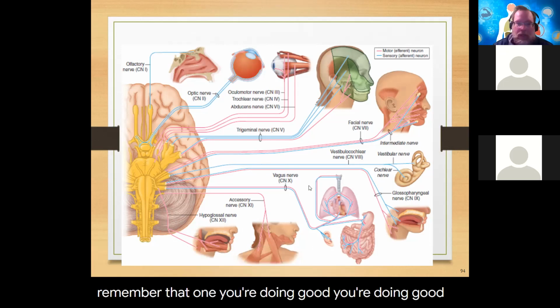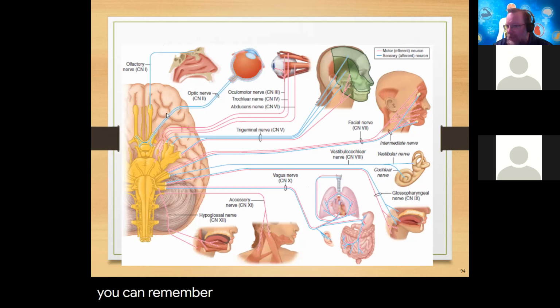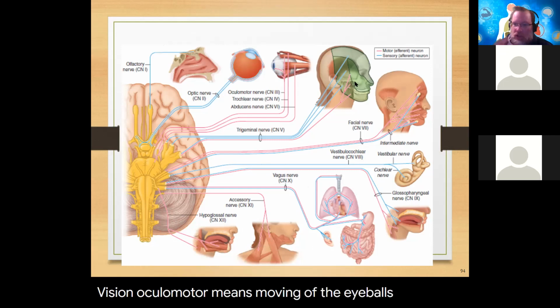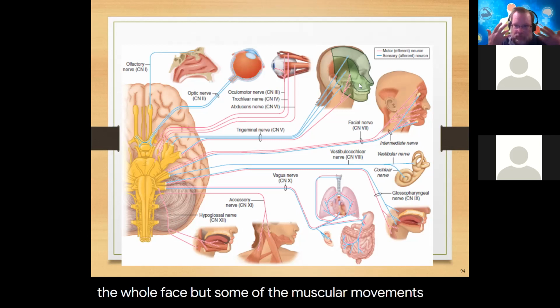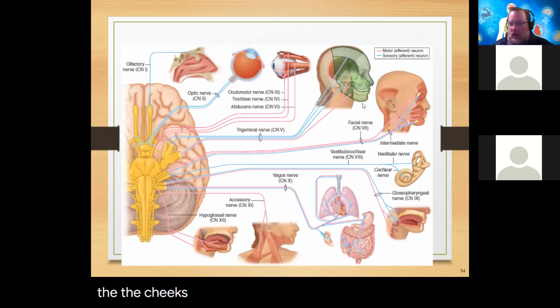You're doing great. If you can remember, olfactory means smell, optic means vision, oculomotor means moving of the eyeballs. Trigeminal has to do with, not facial, more or less the lateral aspects of the face. Sensory, really, of the whole face, but some of the muscular movements of the cheeks, whereas the facial nerve does more of the centralized facial movements.